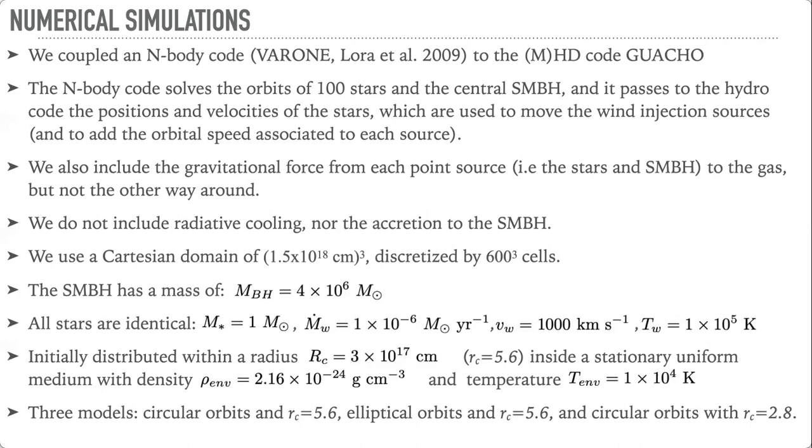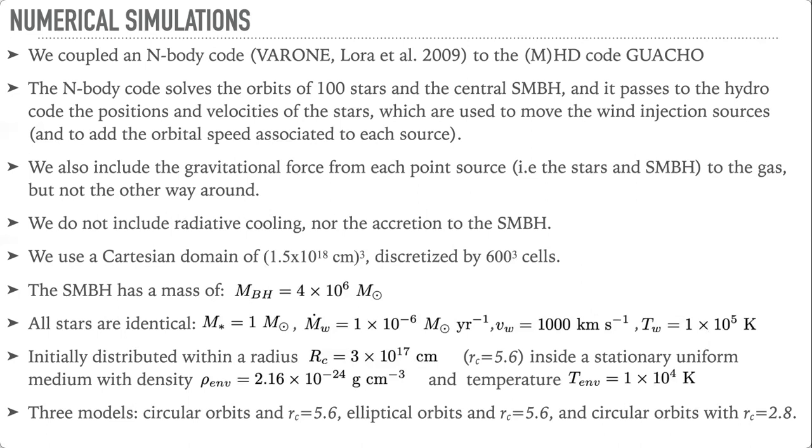We use a Cartesian domain of 1.5 times 10 to the 18 centimeters per side. So that's like 0.5 parsecs, and it is discretized by 600 cells per side. The supermassive black hole has a mass of about 4 million solar masses, and all the stars inject identical winds. All the stars have a mass of 1 solar mass. The terminal wind velocity is 1,000 kilometers per second. The temperature is 10 to the 5, and they have a mass loss rate of about 10 to the minus 6 solar masses per year.